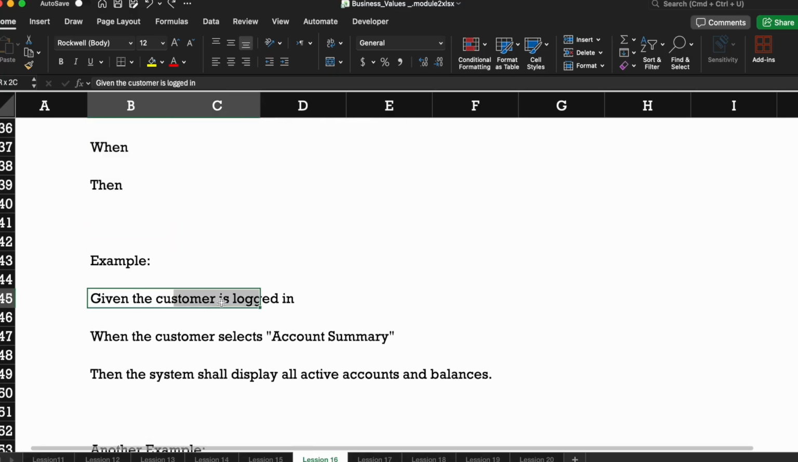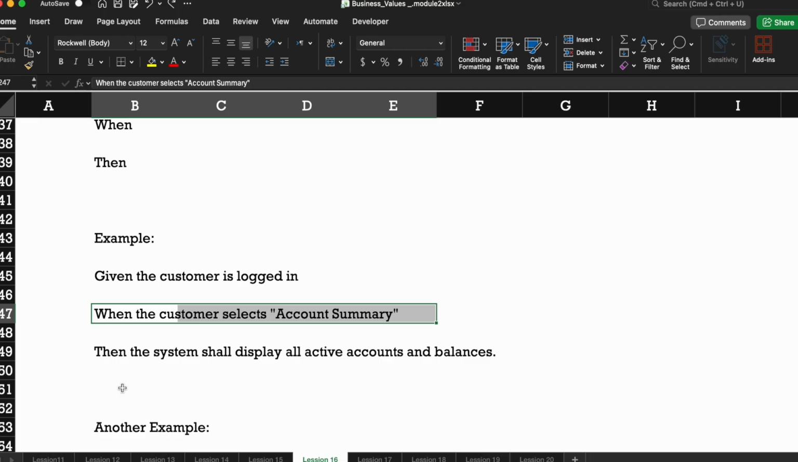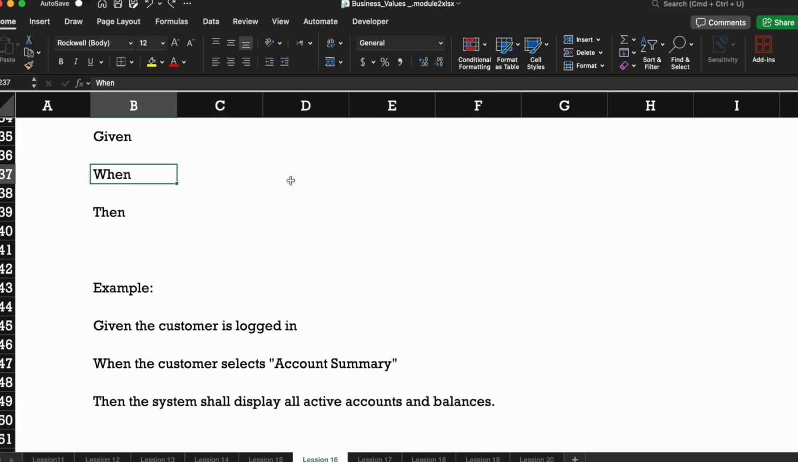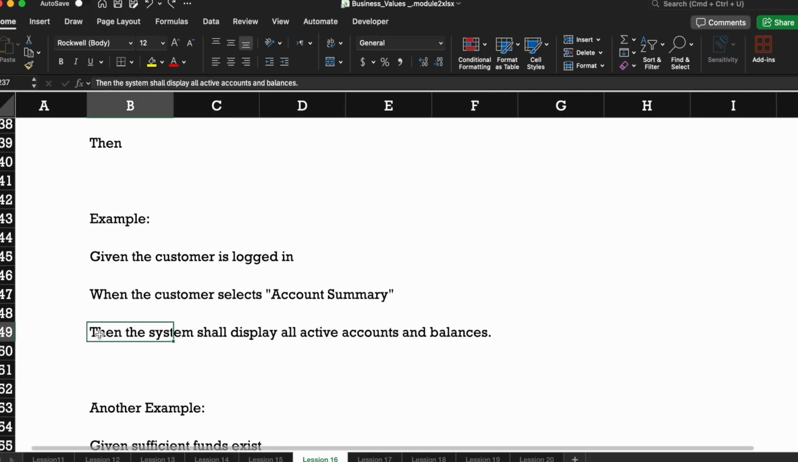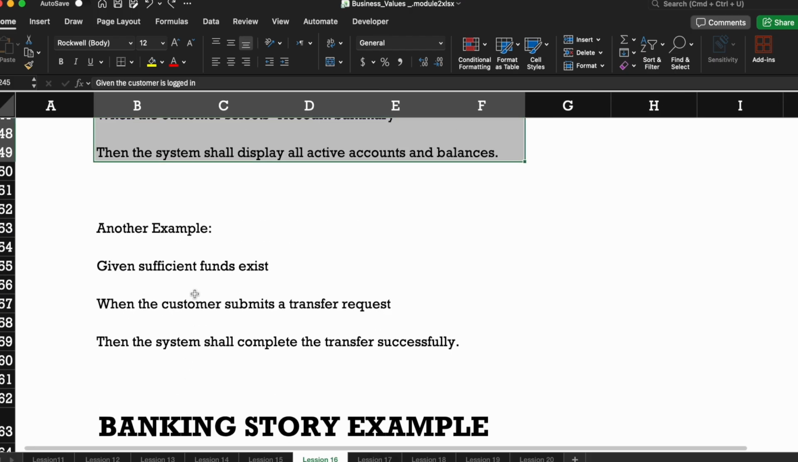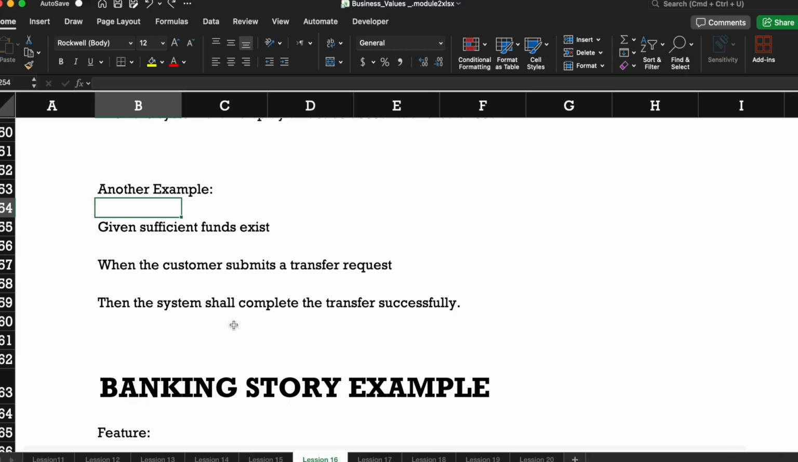Example: given the customer is logged in, that's a precondition. When the customer selects account summary, then the system shall display all active account balances. This is a different feature than what I am talking about here. There I select the account number and click view balance, but here it's a different feature. When the account numbers are loaded, it should display all the active account balances. So you see the way we can interpret whatever the user requirement is, we have to write it here. Okay. Another example: given sufficient funds exist, when the customer submits a transfer request, then the system shall complete the transfer successfully. That's another example.